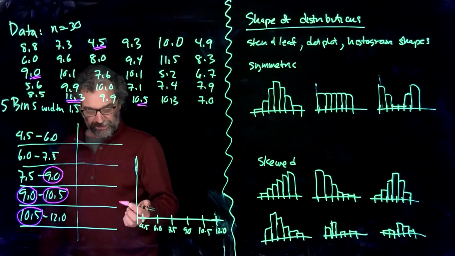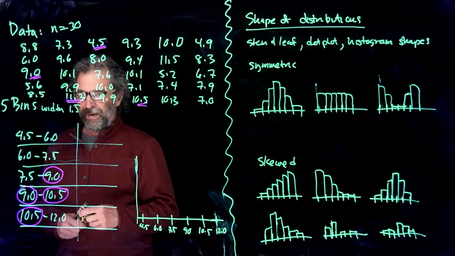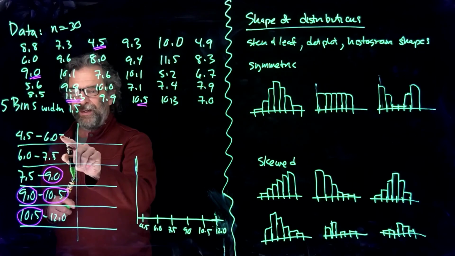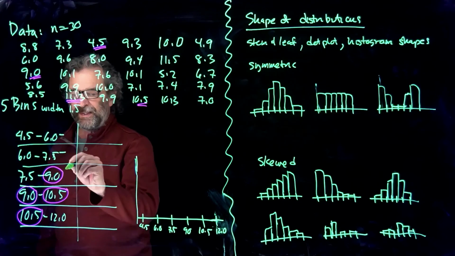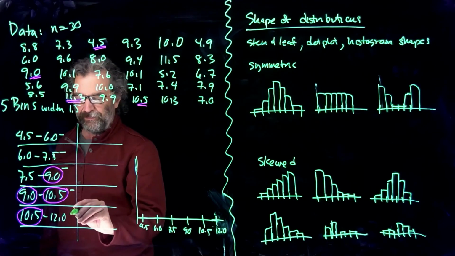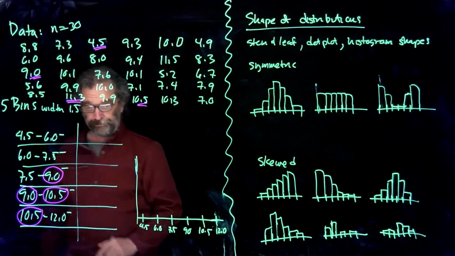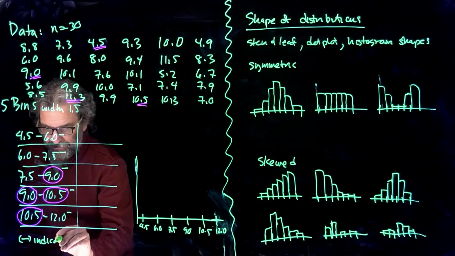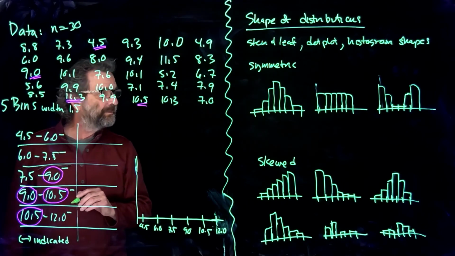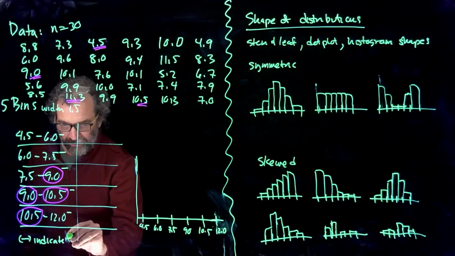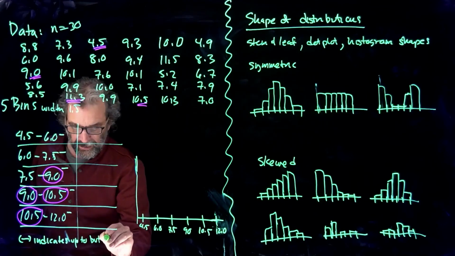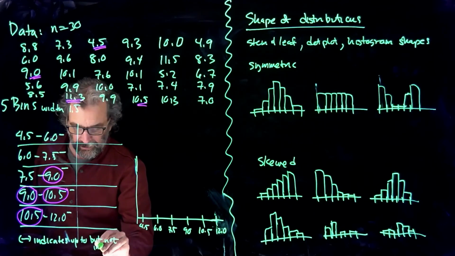And the way you indicate that, at least the way I'm going to do it here, I'm going to put a little bar here, saying this is 4.5 up to 6, but not quite including 6. Everything less than 6, but not quite 6. Less than 7.5, less than 9.0, less than 10.5, less than 12, like that. So the bar indicates up to, but not including.